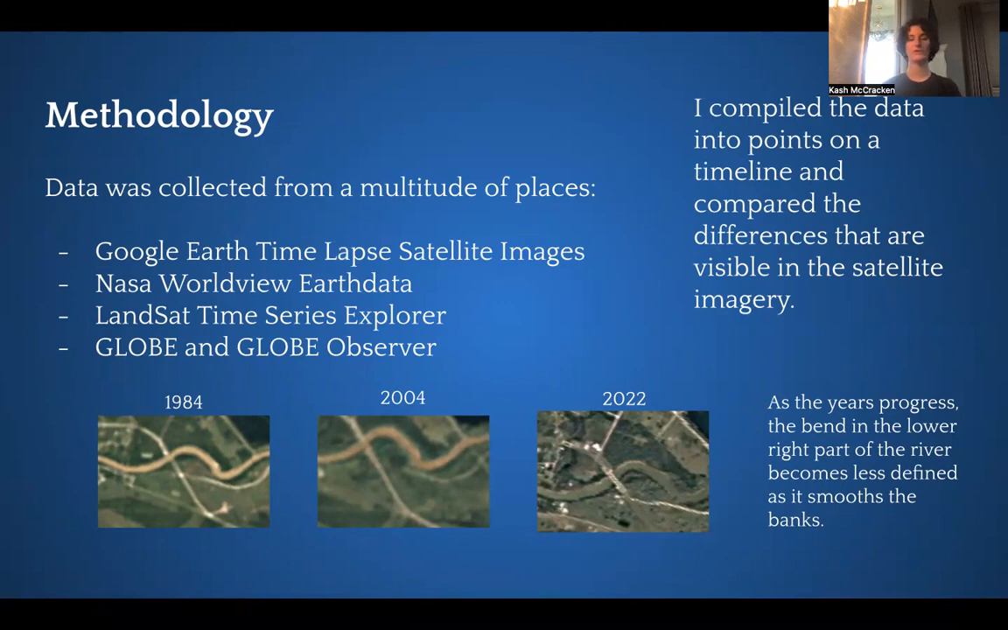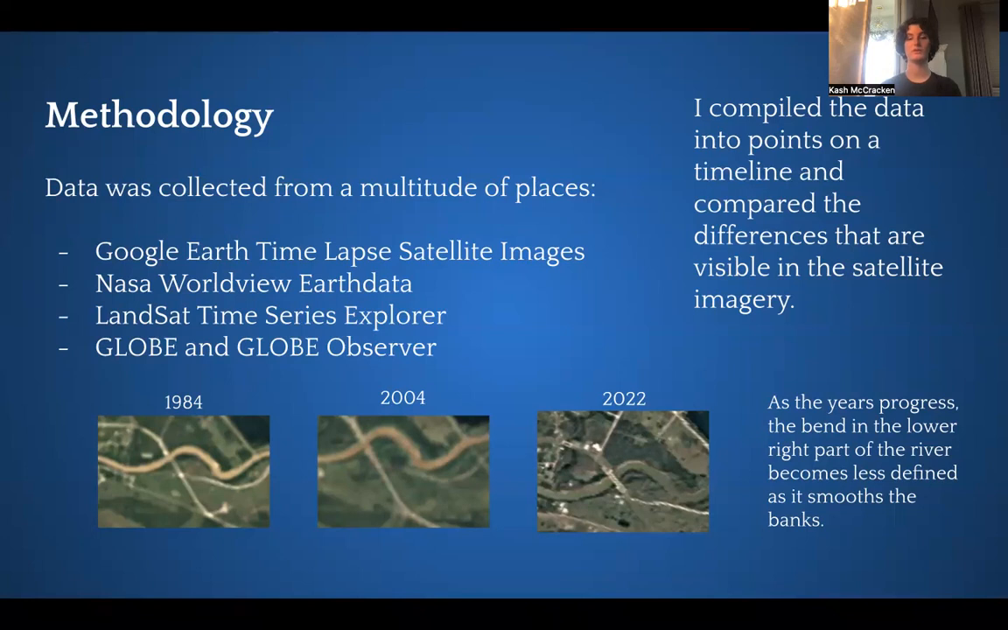I would use NASA's Worldview Earth data to look at cloud changes over years. I used Landsat Time Series Explorer to look at how flora was influenced by the different years. I could see when droughts happened or whenever an abundance of rain happened. I also used GLOBE and GLOBE Observer for my land cover photos to identify photos that may help me understand even more about what the area is like. So all of the photographs and satellite images that I've gathered, I've compiled into timelines, and I've compared the differences that are visible in the timelines.